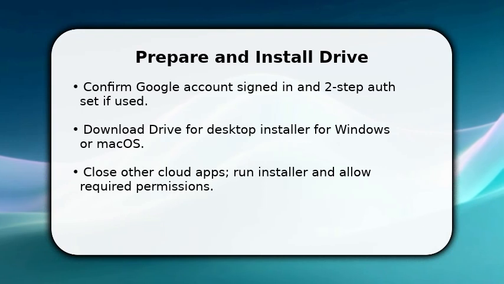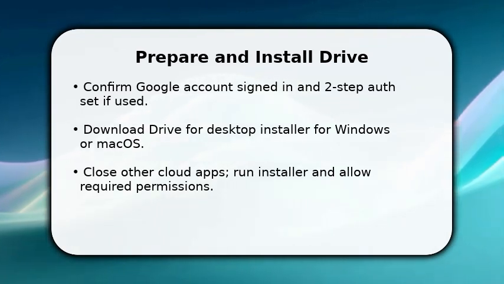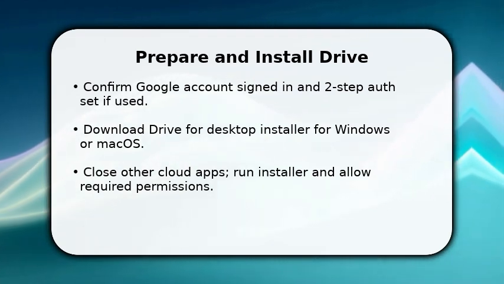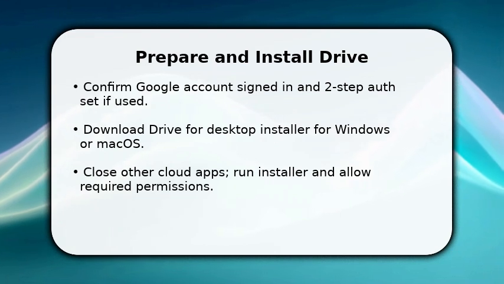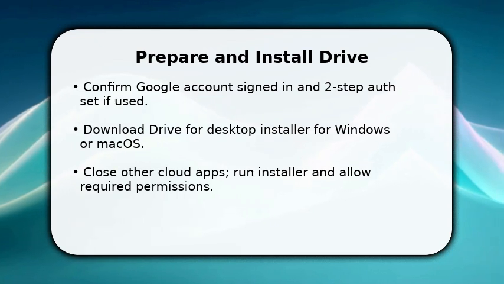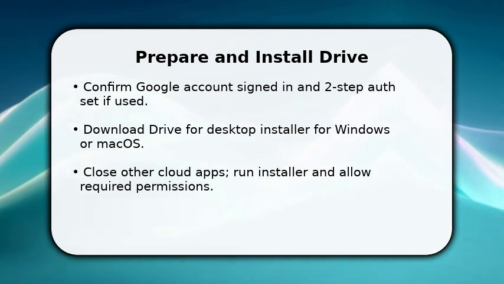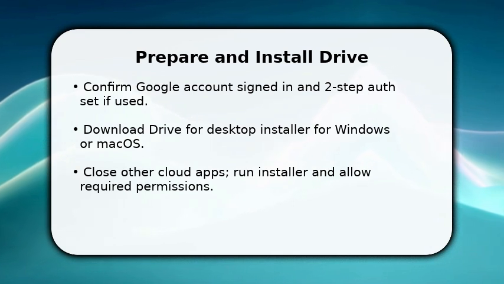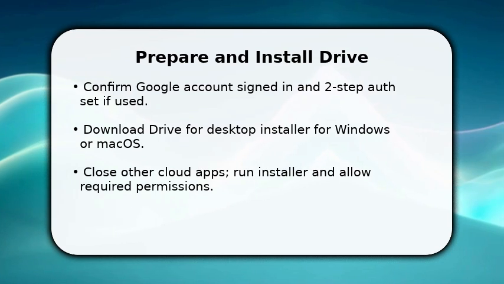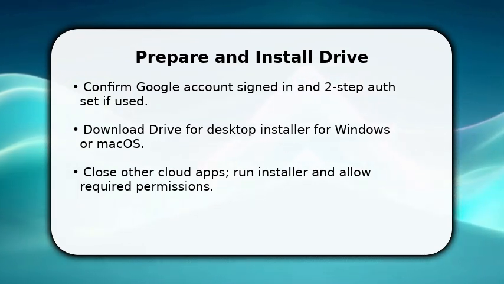You'll start by checking essentials. Make sure you're signed into the Google account you'll use and that two-step verification is set if you need it. Once ready, download the Drive for Desktop installer for Windows or macOS and run it. During installation, grant file access and system permissions so Drive can sync. If prompted, choose whether to stream files or mirror them. Streaming saves disk space, while mirroring keeps local copies. This gets the app on your desktop and ready to configure.